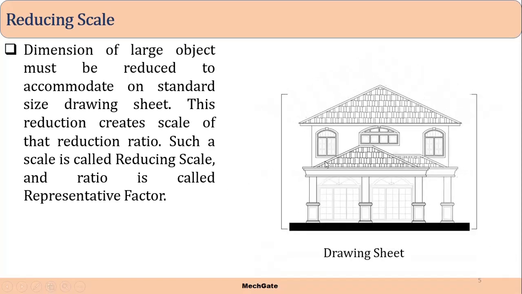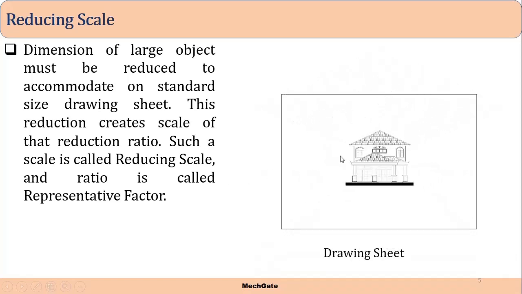So if I want to make a drawing of this object on this drawing sheet, I have to reduce each and every dimension proportionally so that the shape will not distort, and we can accommodate its drawing on our drawing sheet.